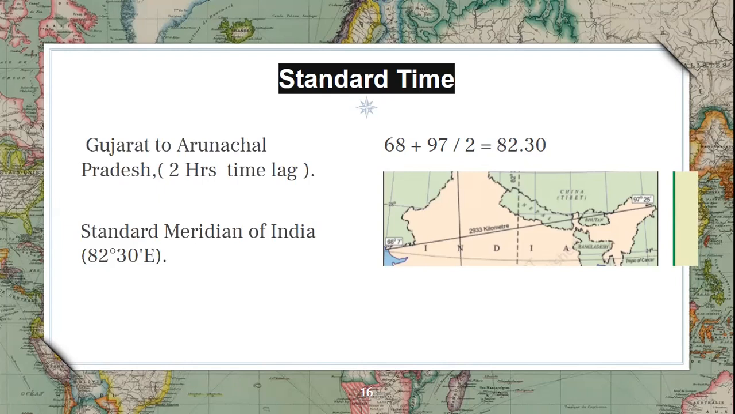To avoid this, we need a standard meridian of India. So that is fixed: 82.30 east is the standard meridian of India. How do we decide it? So let us see that.